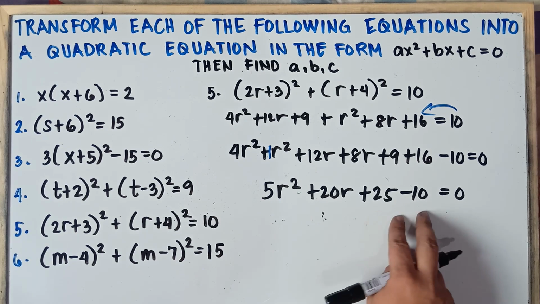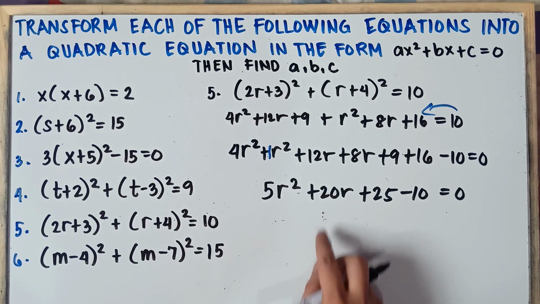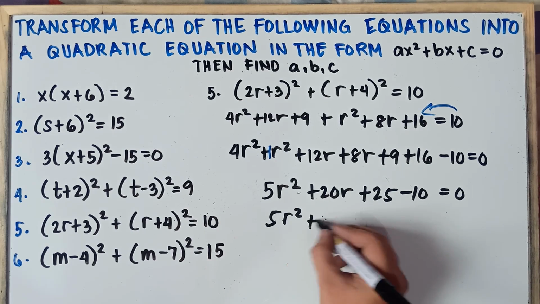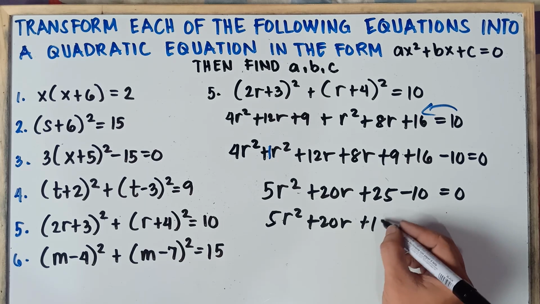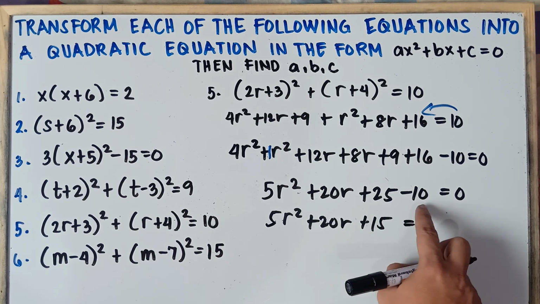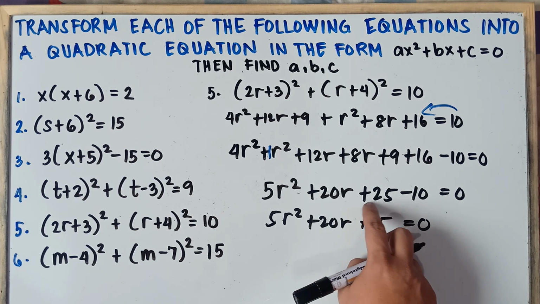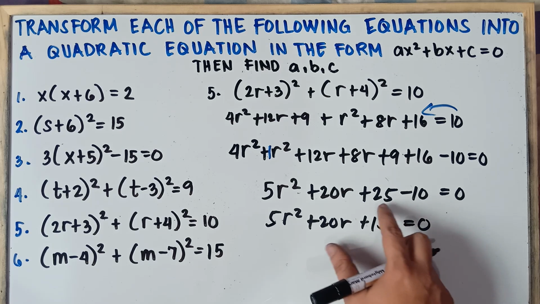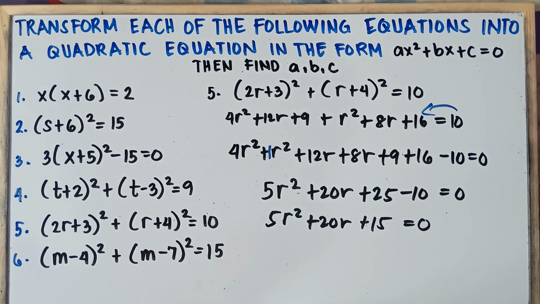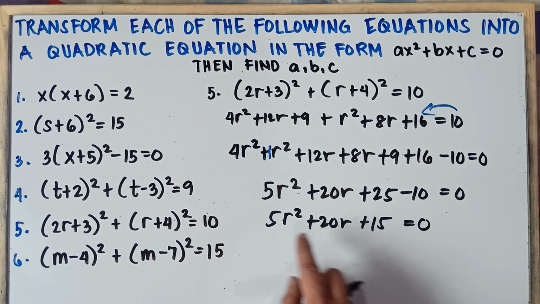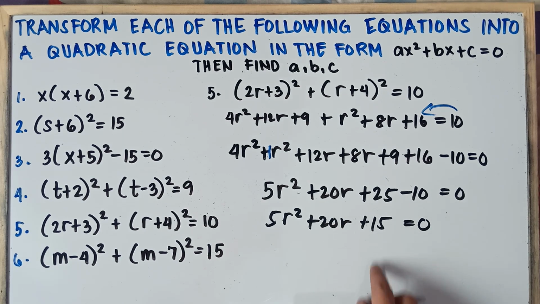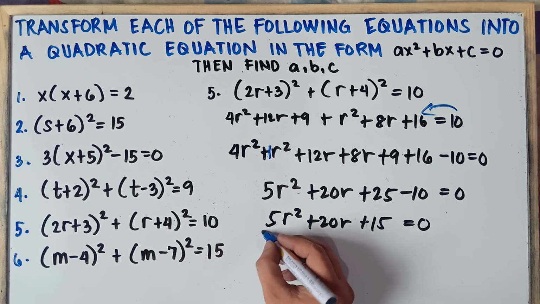So can we combine 25 and 10? Yep. 25 minus 10, we can combine that one. So copy 5r squared plus 20r. 25 minus 10, that is 15. Positive 15 equals 0. Since 25 is greater than 10, we copy the sign, class, positive 15. So check, class, can we reduce? Because if you can reduce, once again, you need to reduce. 5, 20, and 15. What would be the greatest common factor, class? We can divide it by 5, we can divide 20 by 5, we can divide 15 by 5. That's correct, we can reduce this one by 5.